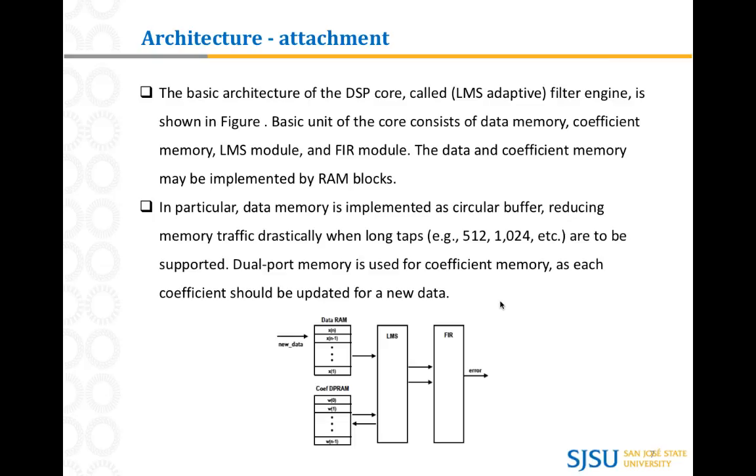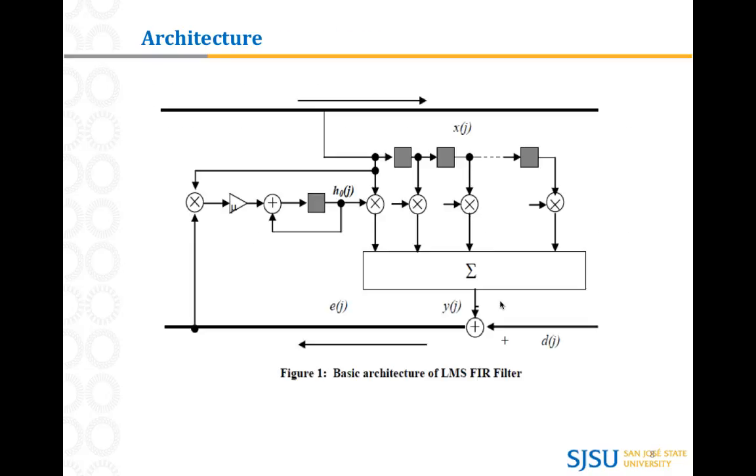Dual port memory is used in this architecture for coefficient memory, as each coefficient should be updated for new data. Here in the basic architecture diagram, you can see the data RAM and the coefficient RAM, going into the LMS filter and the FIR filter, generating an error. This is the basic architecture of the LMS FIR filter, where x(n) is coming in and generating y(n) and e(n) as well, and generating the coefficients h(j), which are fed back again to the input for the calculation and adaptation.